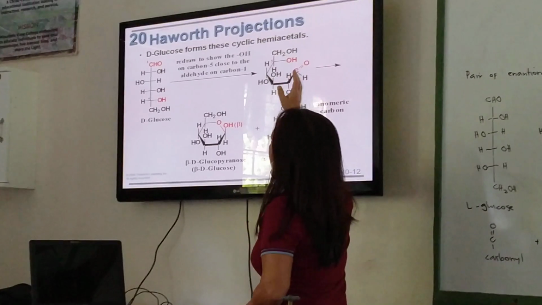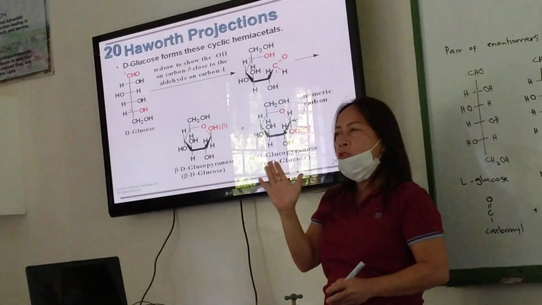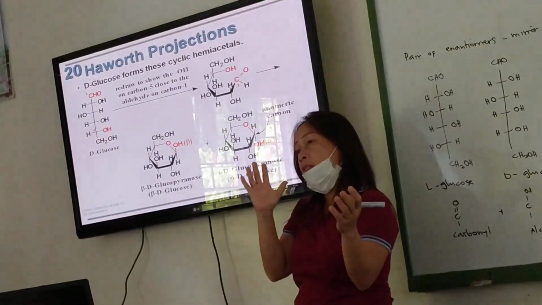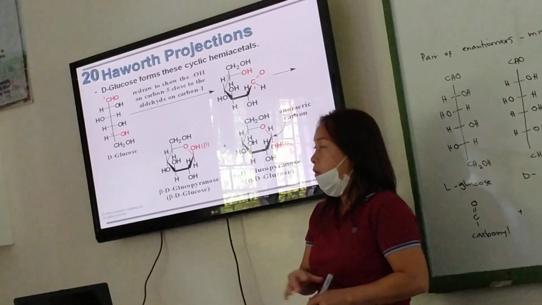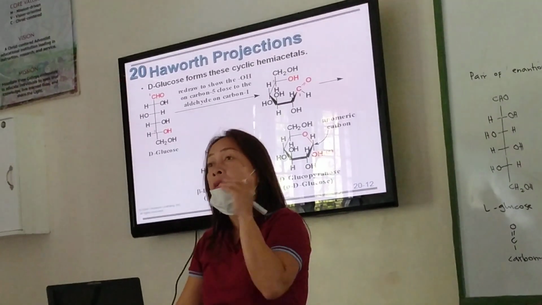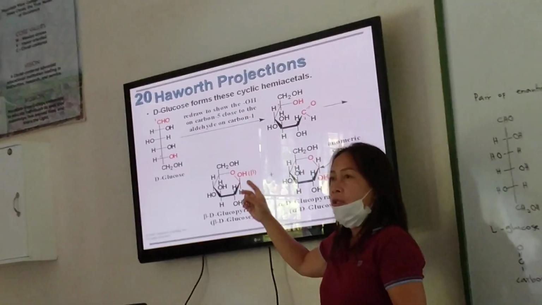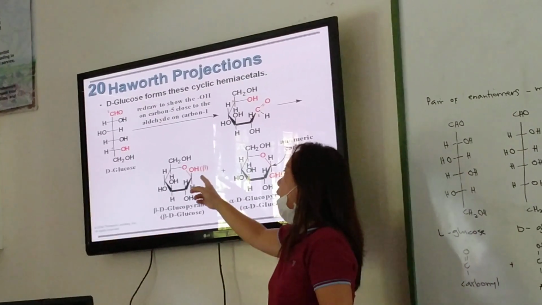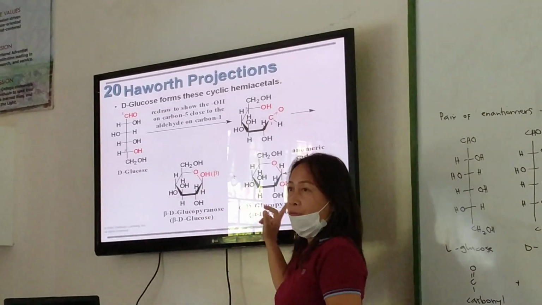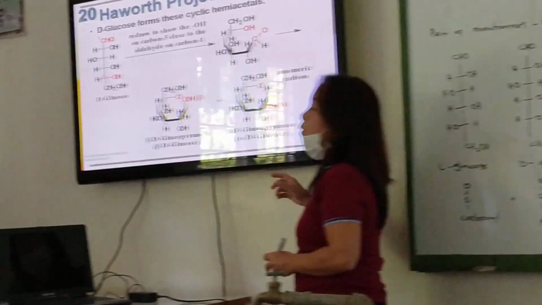Now, on the other hand, we also have other projections for our sugars. As I have said, the structures of sugars or monosaccharides can be described in different projections: the Fisher projection or the Haworth projection. In the Fisher projection, you have to specify whether it's D or L. But in the Haworth projection, you have to specify whether the monosaccharide is beta or alpha. Are you with me? So you have alpha glucose, beta glucose.